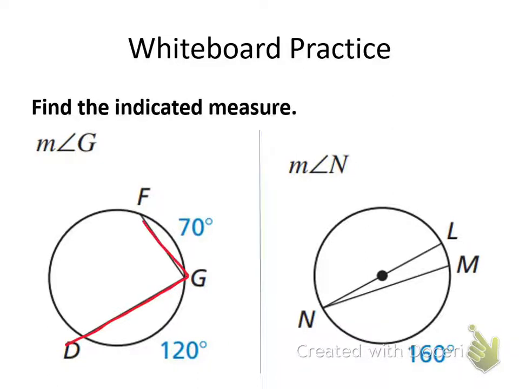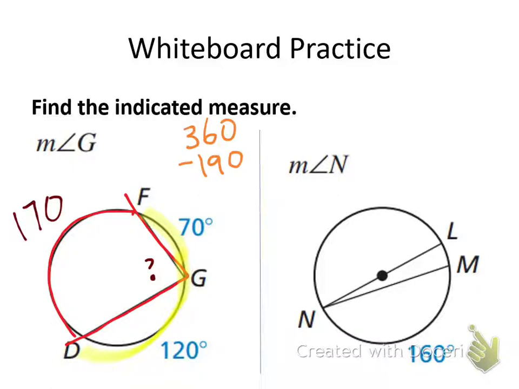What is the name of the arc for angle G? Almost. FD. So how do I find FD if I know the remainder of the circle is 70 and 120? Add them and subtract from 360. So 360 minus, what is 70 plus 120? 190. So what is the measure of the intercepted arc? 170. So then the measure of angle G? 85, it'll be half that.